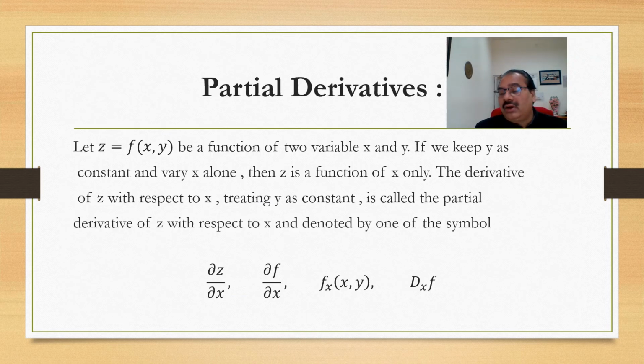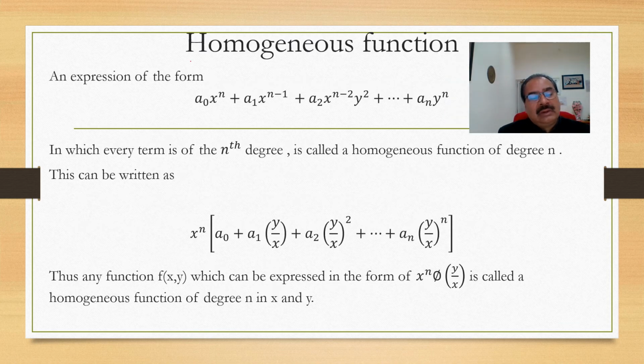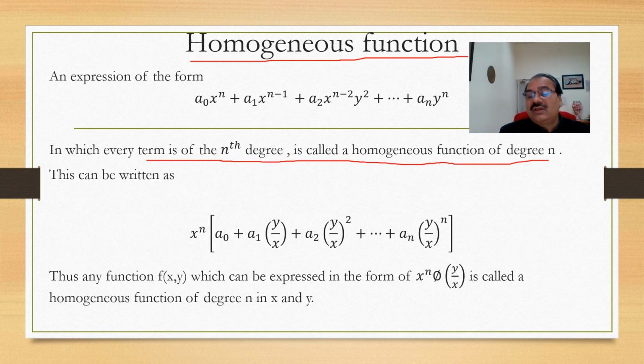Now, we have already done in the last lecture the partial derivative. You know, keeping one variable constant, you can evaluate with respect to the other, and then moving further, there is one term of homogeneous function. What do you mean by homogeneous function? An expression of the form a naught x power n plus a1 x power n minus 1 y plus a2 x power n minus 2 y square up to a n y n, in which every term is of the nth degree, is called a homogeneous function of degree n, and this can be rewritten by taking x n outside, then you will be able to write this function like this.